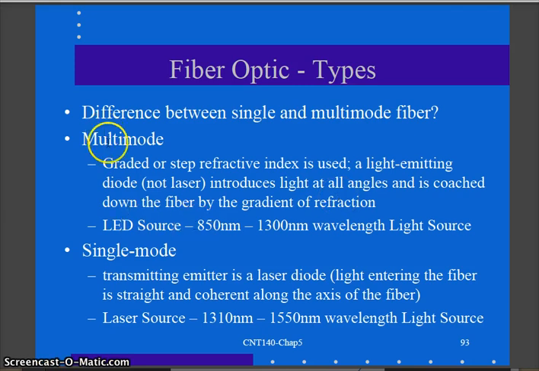So my multi-mode is using the LED light source, typically in the 850 nanometer to 1300 nanometer wavelength. Again, we'll get into some more details of that later in the fiber optic chapter. Meanwhile, single mode, the transmitting emitter is a laser diode. Light entering the fiber is straight, coherent along the axis. And my light source for this is typically 1310 nanometers to 1550 nanometer light source for this one.